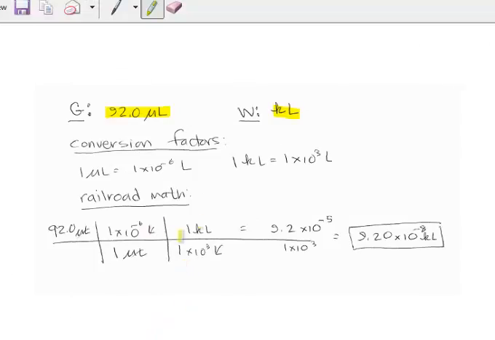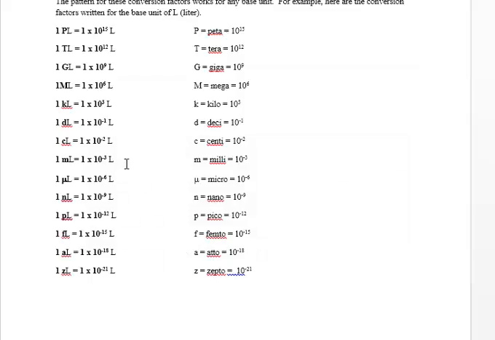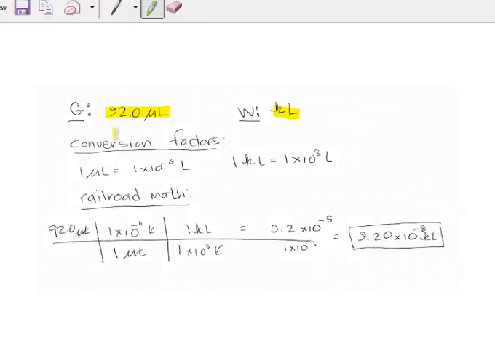The next thing I want to do is write out my conversion factors. And here is where I'm using that document that I made available in Moodle right here. I want a conversion factor between microliters and liters because I'm given microliters, so I know I have to use microliters. And I'm also going to use the conversion factor between kiloliters and liters because I'm trying to get to kiloliters. And if I look back at my work, I've written out both of these conversion factors. So 1 microliter is 1 times 10 to the minus 6 liter, because micro means 10 to the minus 6. And 1 kiloliter is equal to 1 times 10 to the third liter, because kilo means 10 to the third.